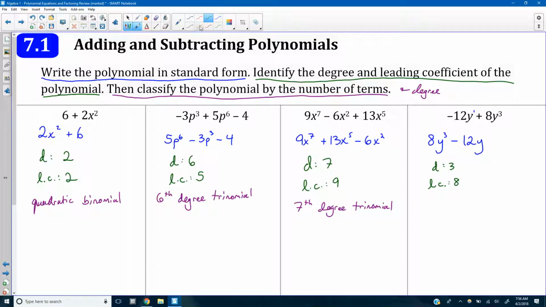And then it is a cubic, third degree is a cubic, and 2 terms is a binomial. A 1-degree would be called a monomial. A 1-term polynomial would be called a monomial. A 4-term polynomial would be called a quadrinomial. After that, you could say 5-term polynomial, stuff like that.